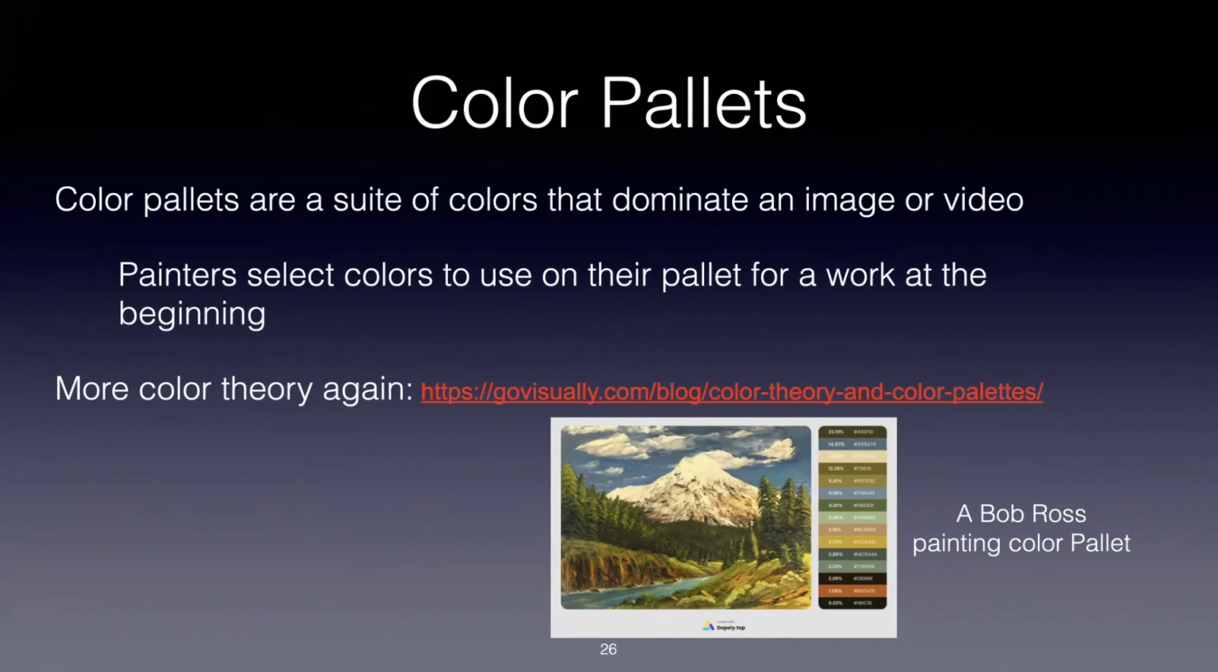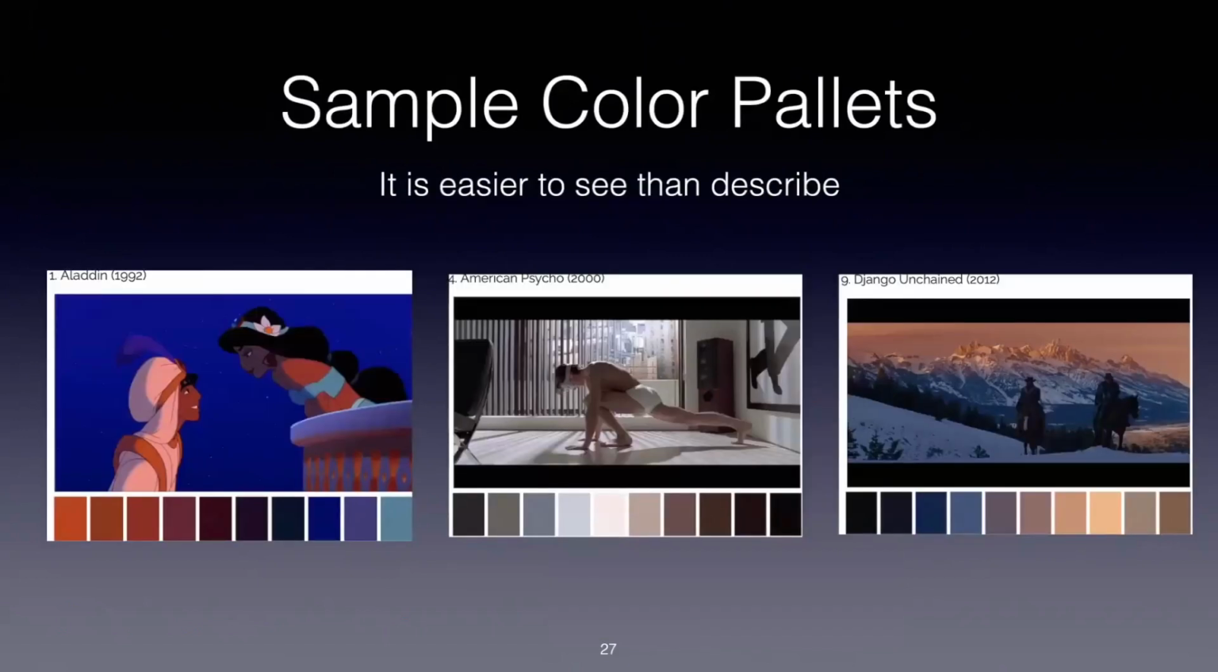Painters select their color palette. If you look at any of the art shows or watch people paint, they'll pick half a dozen paints as their palette, and then they will mix everything for the painting from that set of paints. Here's one of Bob Ross's paintings. On the left, you see the painting. On the right, you see the color palette. Those are the colors that are dominant in that painting. It's easier to see than describe.